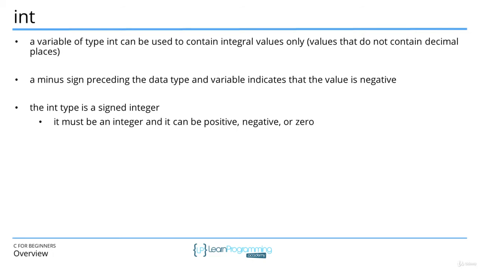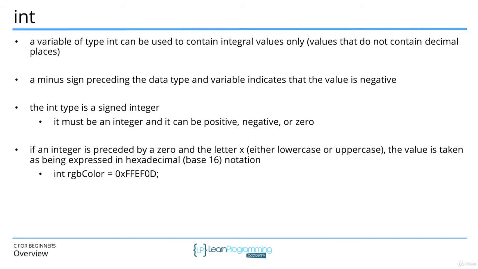It's also a signed integer. We'll talk more about what that means. But a signed integer just means that it can be either positive, negative, or 0. And that's why you can put a minus in front of it. If an integer is preceded by a 0 and the letter x, so here we're talking about constants. Here we're talking about when you assign data to an int. I'm trying to describe to you the type of data that can be stored in here. And so when you assign data, we know how to assign data to variables because we learned that earlier. We just define the data type and then we assign it using the equals operator.